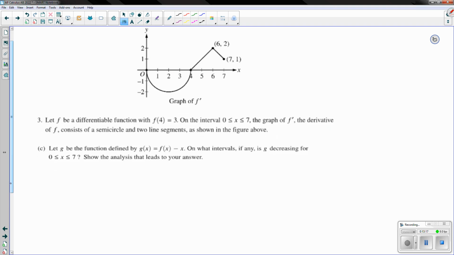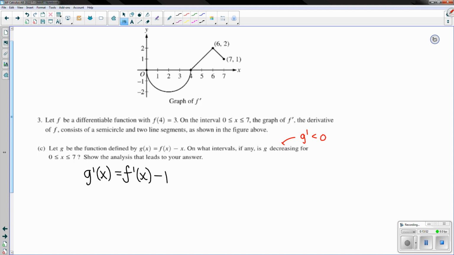Let g be the function defined by g of x equals f of x minus x. On what intervals, if any, is g decreasing from 0 to 7? Show the analysis that leads to your answer. We will know if g is decreasing if g prime is less than 0. So we have to find g prime. Now, f is differentiable, so we'll be able to represent it with a derivative, and we can differentiate x. So we'll say g prime of x is equal to f prime of x minus 1.